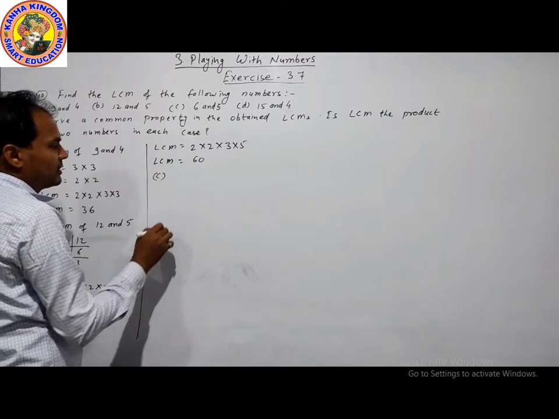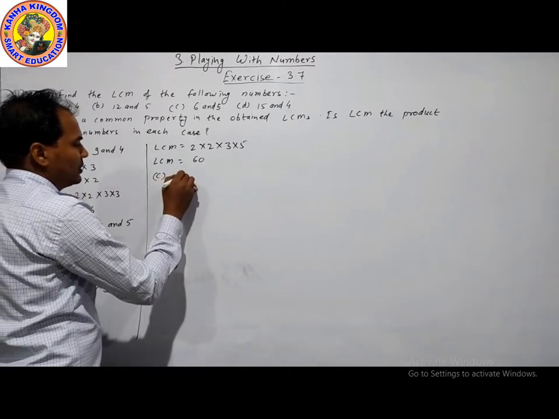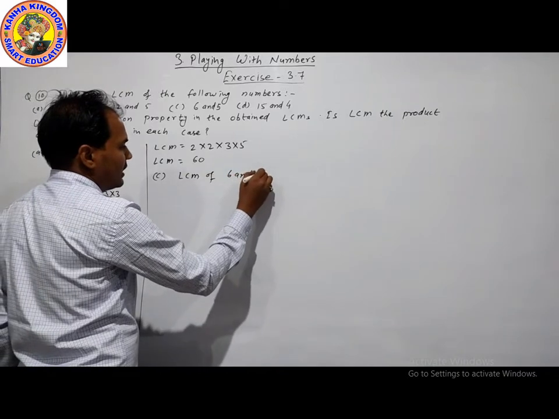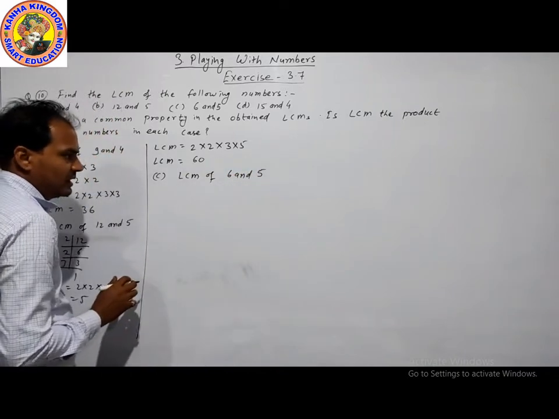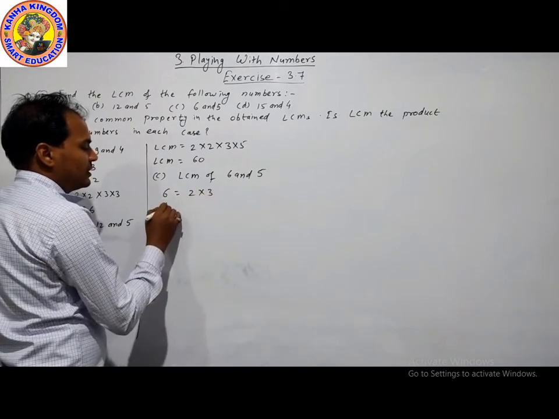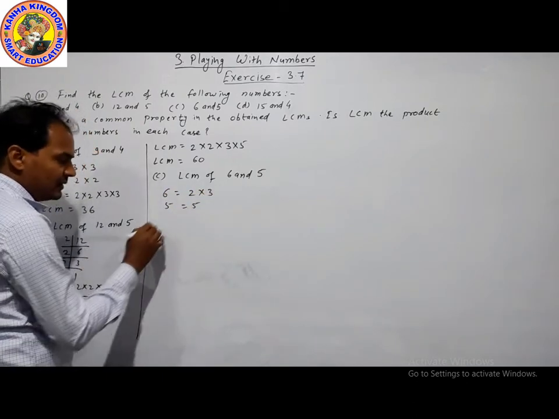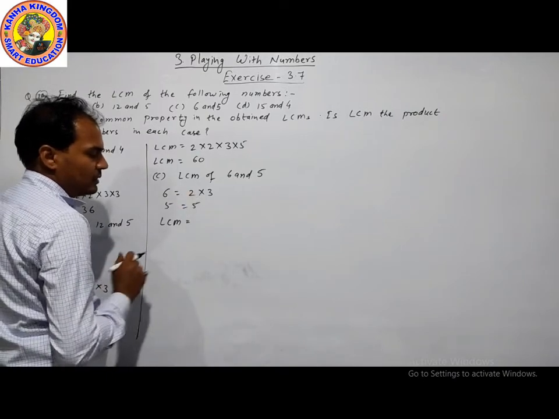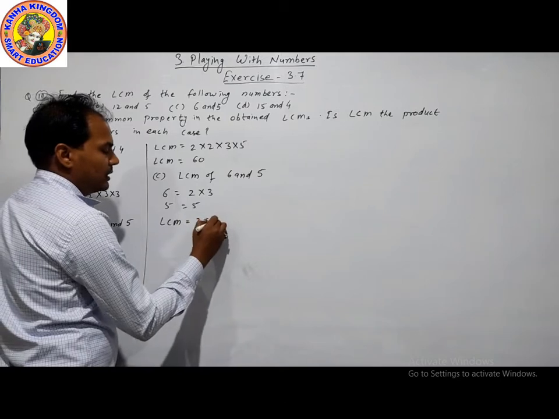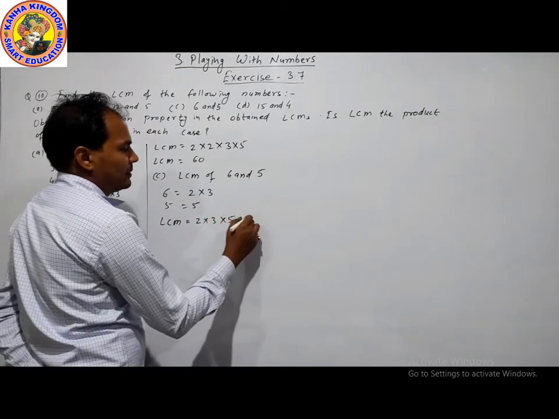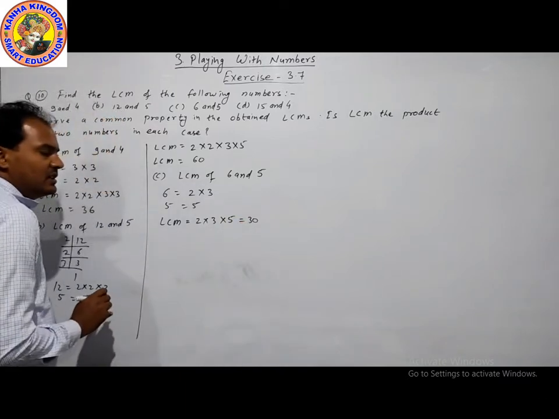Now taking part C, the LCM of 6 and 5. 6 can be written as 2 into 3, 5 can be written as 5. Taking common factors, there is no common factor, so we will take them separately. 2 into 3 into 5, 2 into 3, 6, 6 into 5, 30. The LCM is 30.